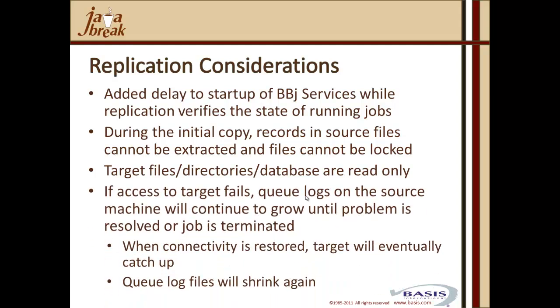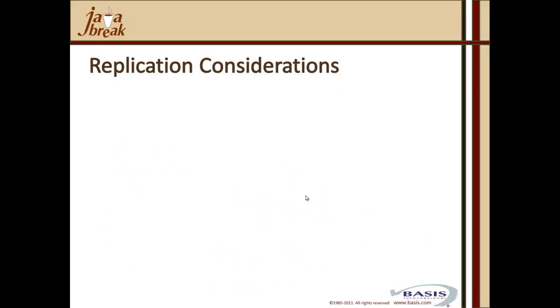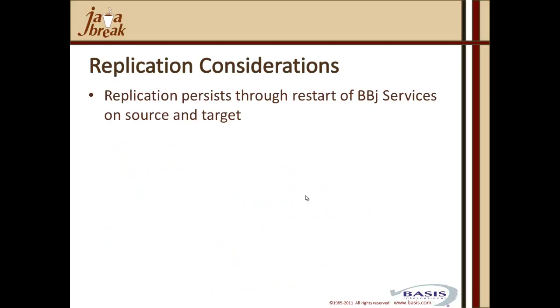Should access to the target fail, the queue will grow on the source machine until the problem is resolved or the job is terminated. All those changes, all those transactions that are destined for the target machine will continue to queue up until such time as either the network connection is re-established or the job is terminated. And when connectivity is restored, the target will catch up and the queue log files will shrink again. As I said earlier, replication will persist through the restart of BBJ services on both the source and the target.